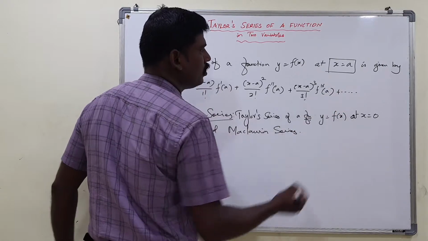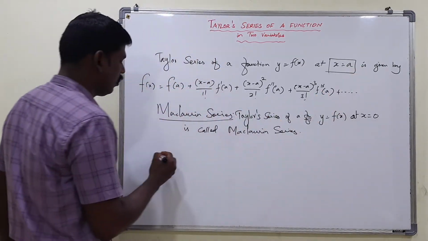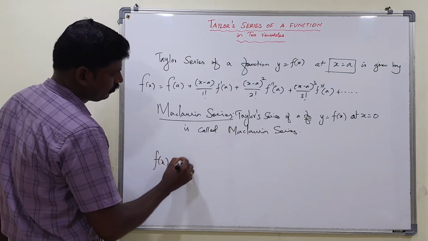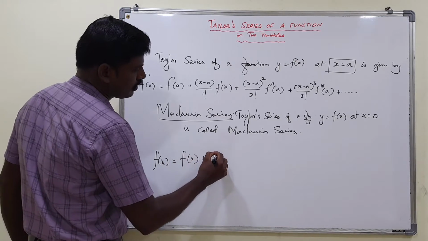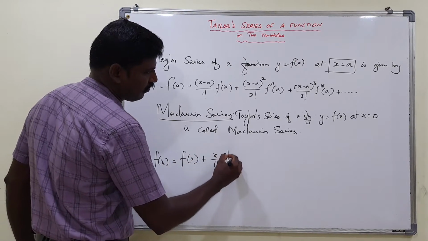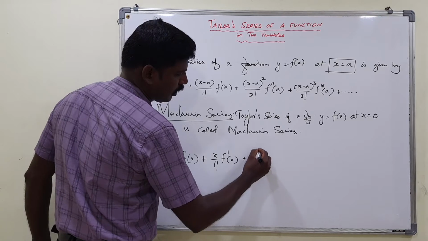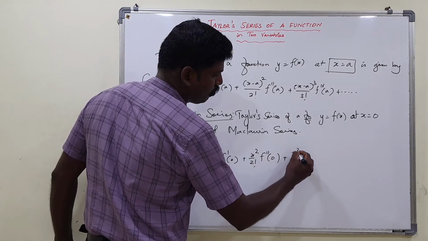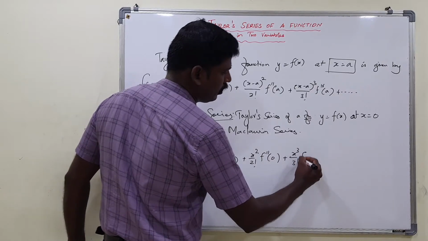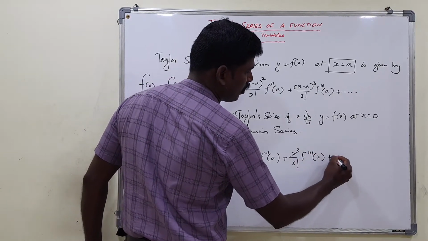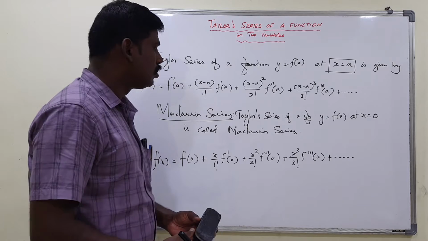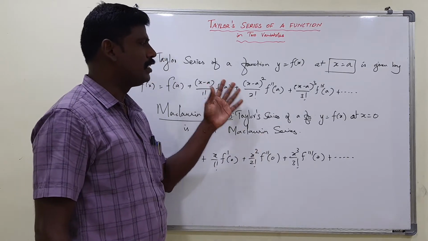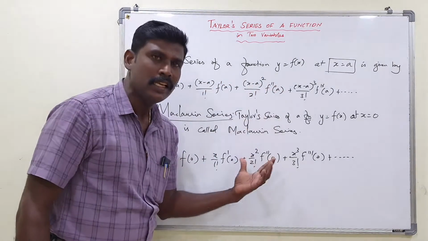That is, substitute a equal to 0 here, what you will get? f of x equal to f of 0 plus x by 1 factorial into f dash of 0 plus x square by 2 factorial into f double dash of 0 plus x cube by 3 factorial into f triple dash of 0 plus so on. Right? So Maclaurin series is nothing but a Taylor series. A particular case of Taylor series is the Maclaurin series.